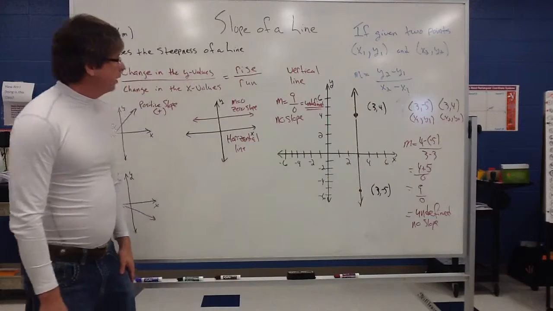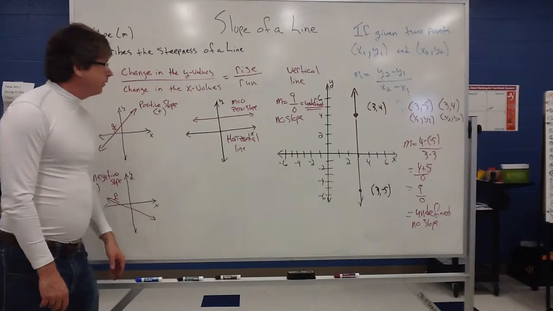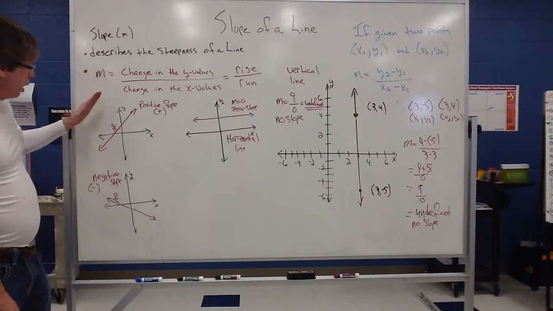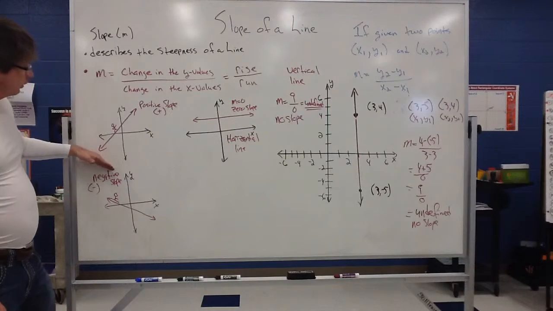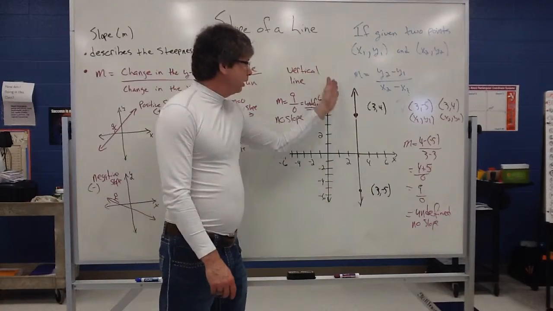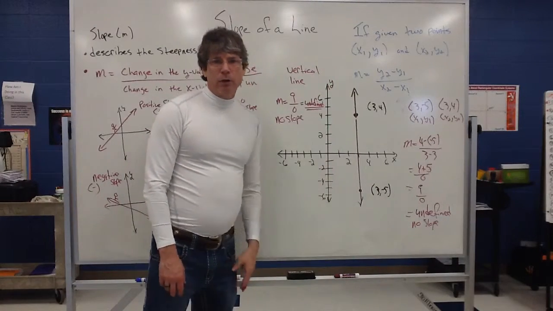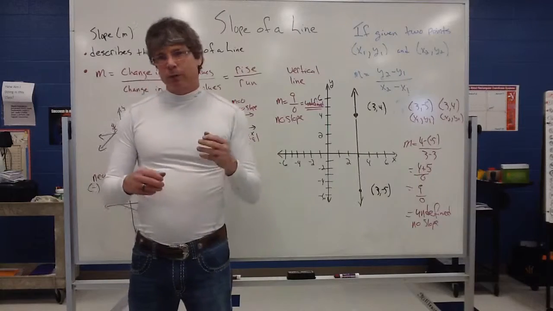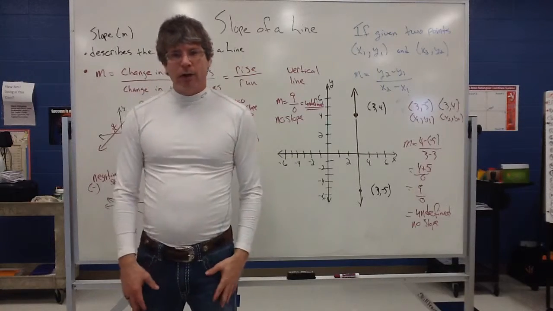So hopefully that helps a little bit. So those are our different types of slopes. Then we have what we call a positive slope, a negative slope, a zero slope, and then we have what we refer to as an undefined slope. And those are your main characteristics of slope. So we'll move on forward through that. Stay tuned for more.